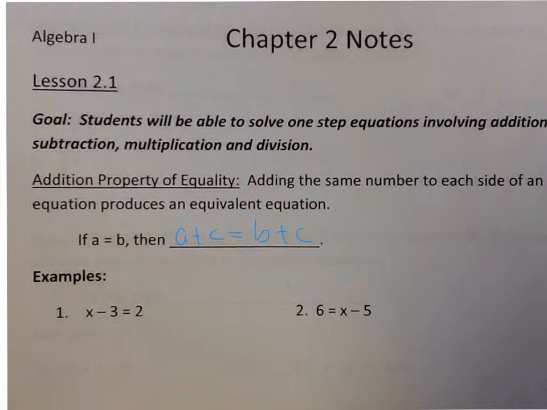Here's an example. If we have x minus 3 equals 2, I can solve this equation by adding the same number to both sides of the equation. And the negative 3 plus 3 cancel, and x equals 5. We can do the same in the second example, except the variable is on the right. So I can add 5 to both sides, and x then equals 11. So that's the addition or subtraction property of equality.